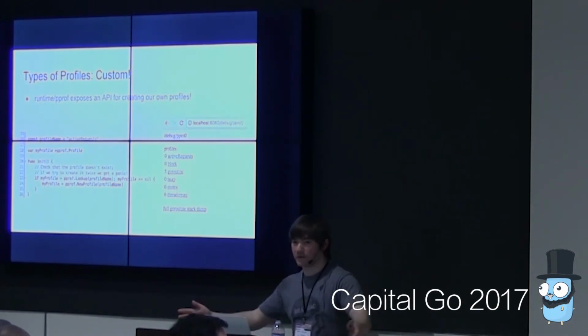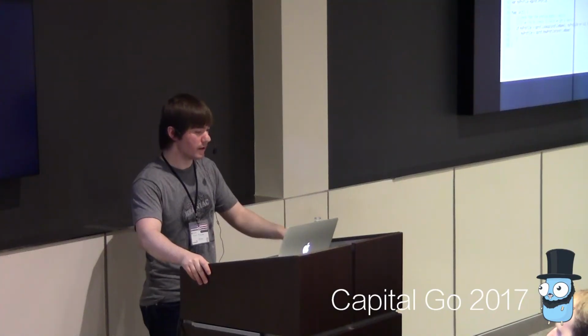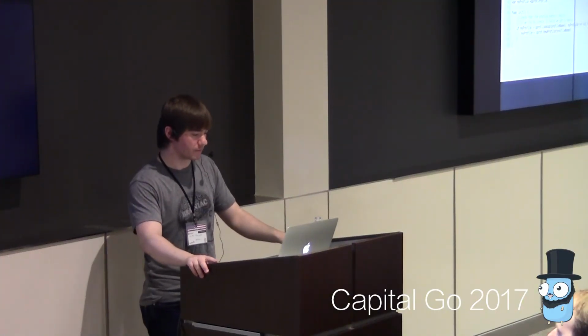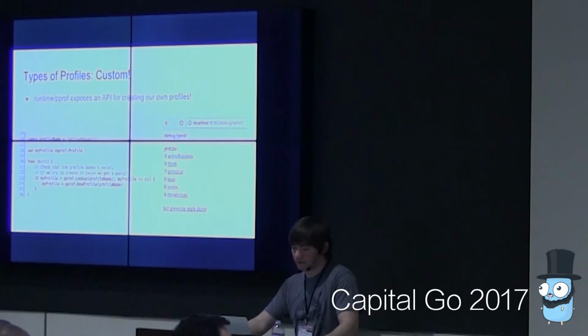So this is not all the profiling we can do. There's actually an API for us to create our own profiles. So if you've got an application resource that you want to track, we can go ahead and set that up. You can see a little bit of code here to set up your own custom profile. You just declare a pprof.Profile, and then you create it by calling pprof.NewProfile.